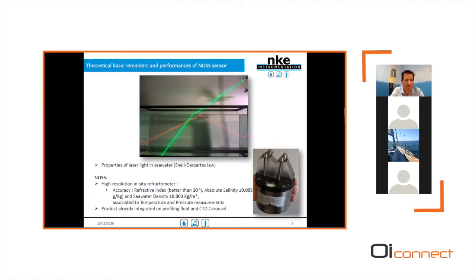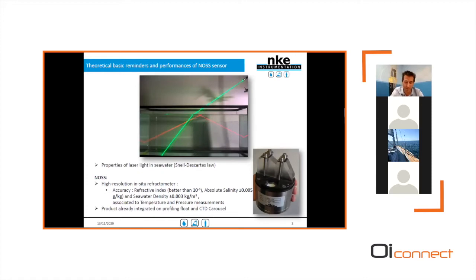So what is the theoretical basis? Let me remind you of some information on the NOSE sensor, its performance and its principle. The NOSE sensor is a high resolution in situ refractometer. We use a property of laser light in seawater.